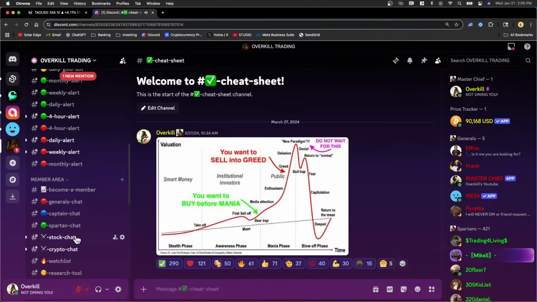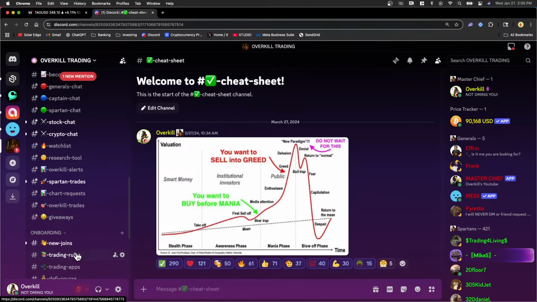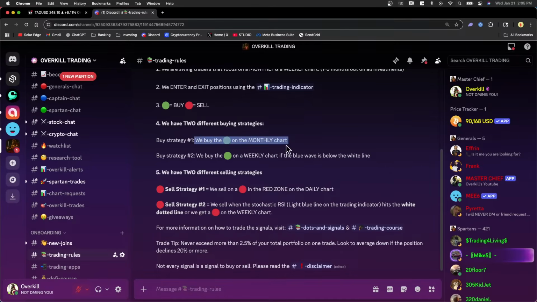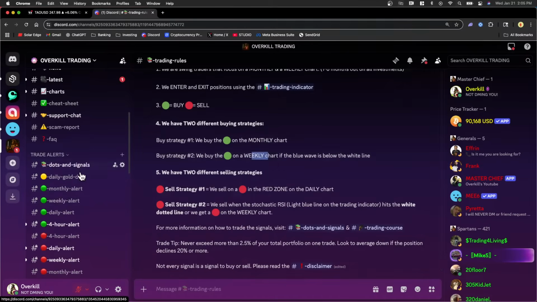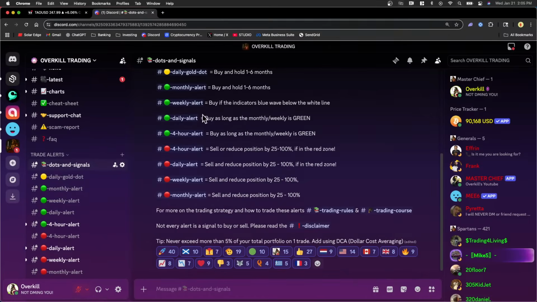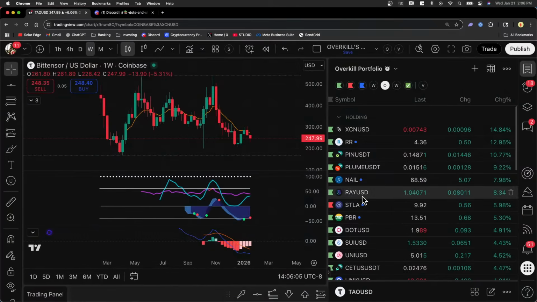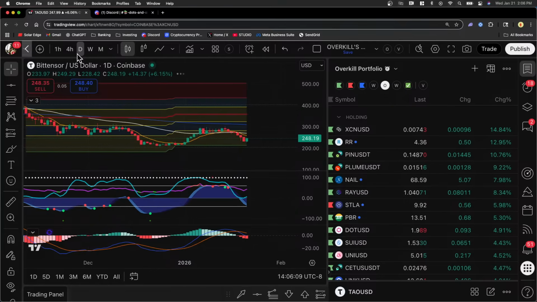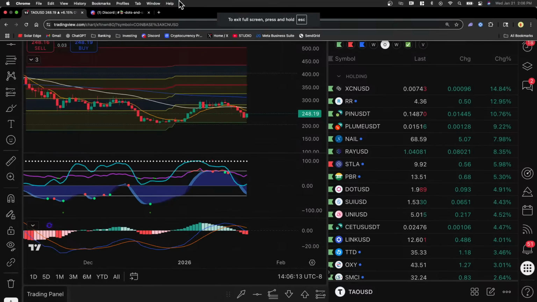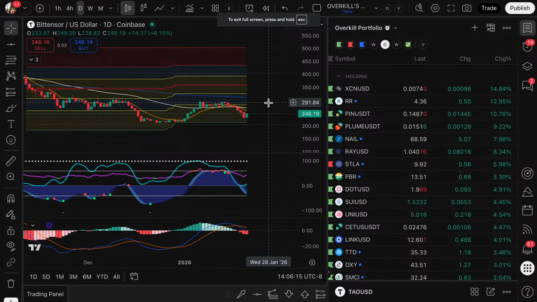These rules remain the same. I mean, there's nothing different about the rules, okay? We either buy on the monthly or we buy on the weekly, okay? And then we look to add on those daily alerts, the daily and the 4-hour, as long as the monthly or weekly is green. So that's the strategy. No matter what anyone says about the market or thinks about the market, that's how we approach it. Okay, that 2.5% will save you guys.